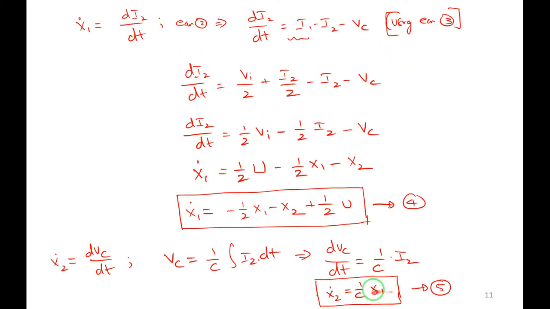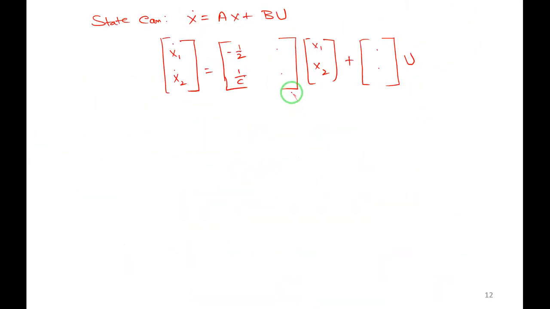The value of C I have not substituted. Actually 1 by C. Let me substitute and rewrite. X2 dot is equal to x1 only, since the capacitance C is 1 farad, and 1 by 1 is 1 only. Let me put it in the box and call this equation 5. Is it fine? So what is the coefficient of x1? It is 1. So let me write 1 here. Simply 1. I hope you are getting it.